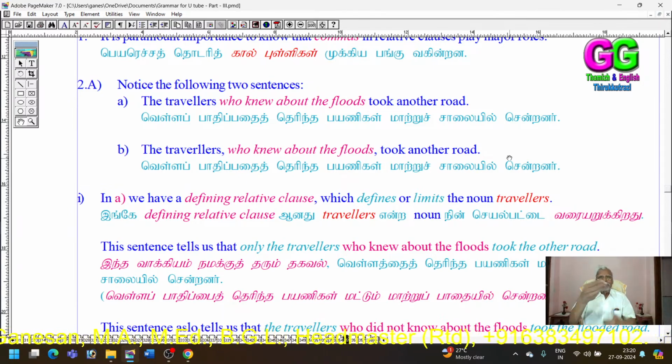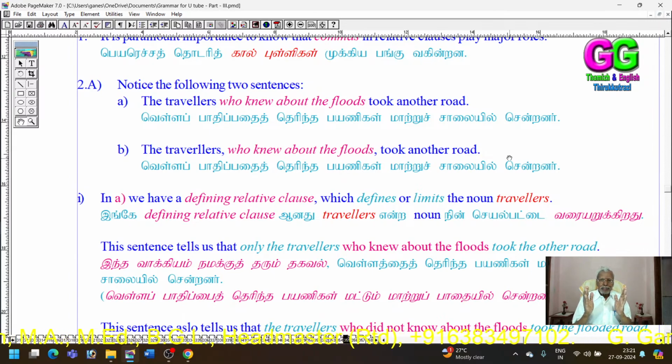English expresses its richness using two commas. Without commas, it is defining. With commas, it is non-defining. The defining relative clause has two meanings.